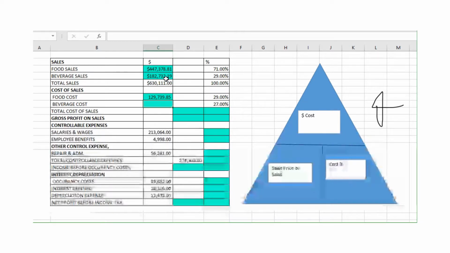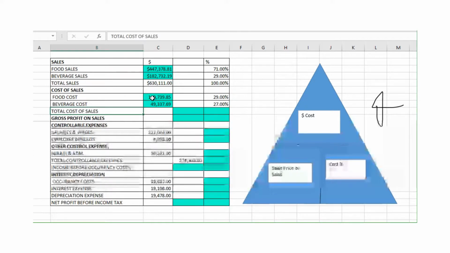We do something similar with our beverage cost, except we would multiply the cost percentage by beverage sales. Again, not total sales. So we do that. Our beverage sales multiplied by the percentage, in this case 27%. Our beverage cost was $49,337.69. Okay, now we want to calculate our total cost of sales, and we do that just by adding our beverage cost and our food cost together.